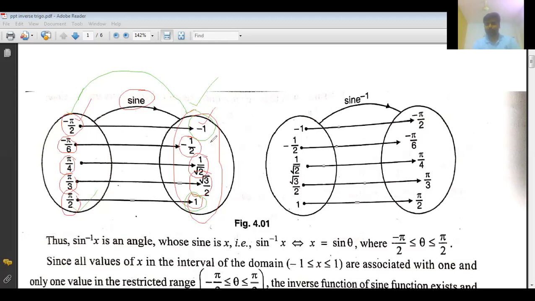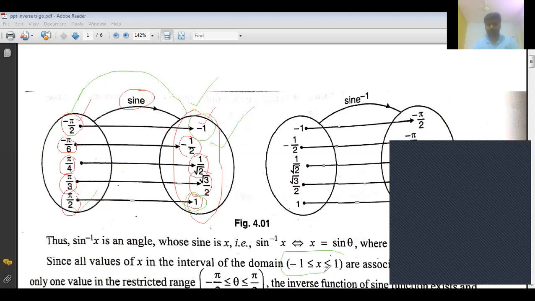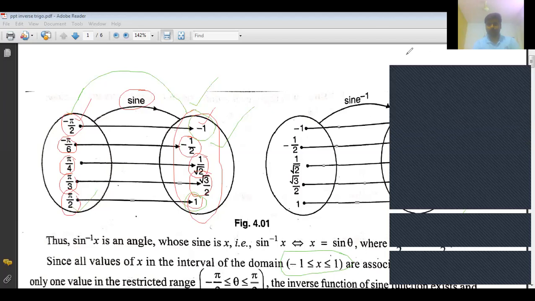So what is that called? Range. This happens in trigonometric function, domain and range. Now tell me, what is the domain of the sine function here? Minus pi by 2 to plus pi by 2 is the domain of the sine function. Similarly, what is the range for the sine function? Minus 1 to plus 1 is the range of that trigonometric function.